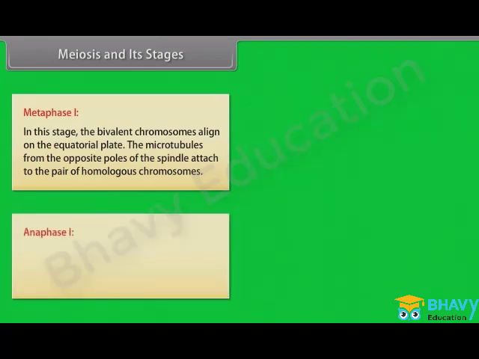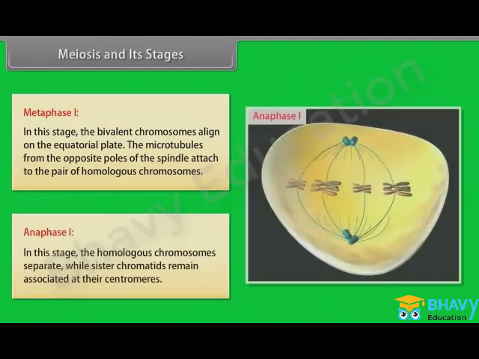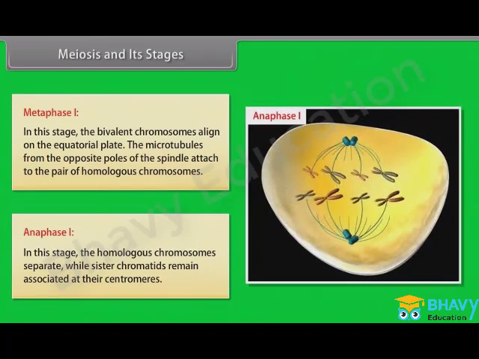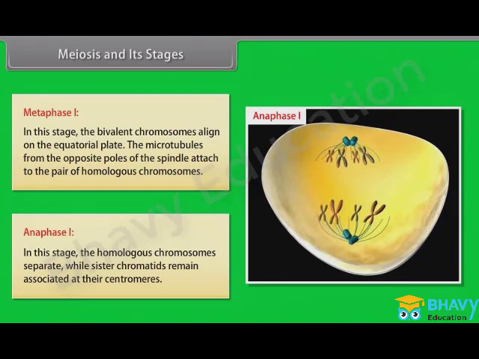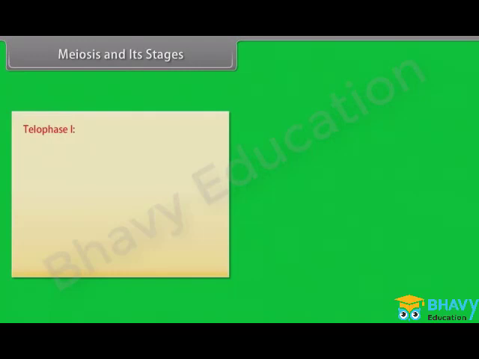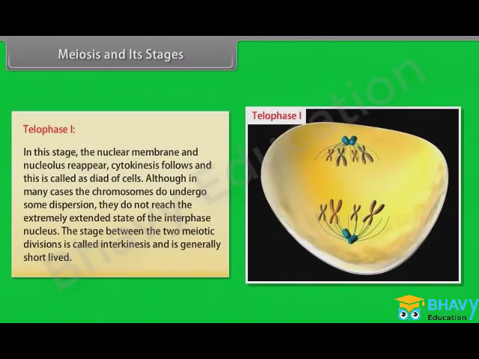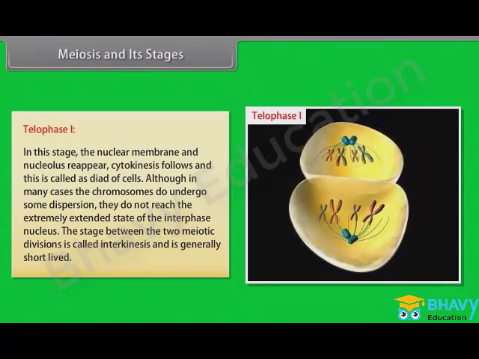Anaphase I is the next stage. In this stage, the homologous chromosomes separate while sister chromatids remain associated at their centromeres. Anaphase I is followed by Telophase I. In this stage, the nuclear membrane and nucleolus reappear, cytokinesis follows, and this is called a dyad of cells.